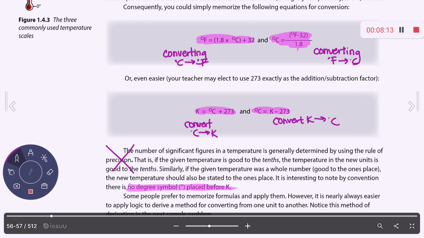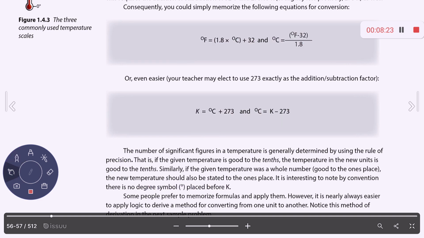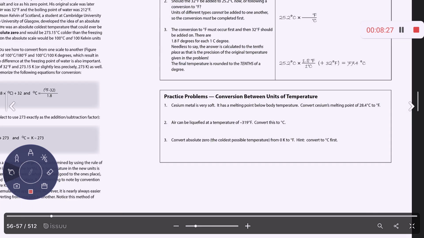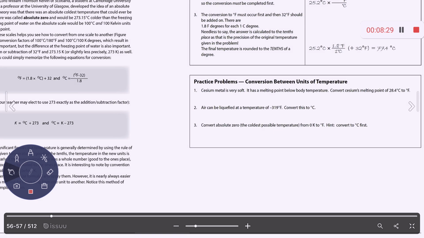Let's take a look at the practice problems, the last set of practice problems that are on the next page, okay? So on the next page, we've got 3 practice problems, and I'm going to try and make it so that we've still got these equations next to us, so if we need them, we can reference them.